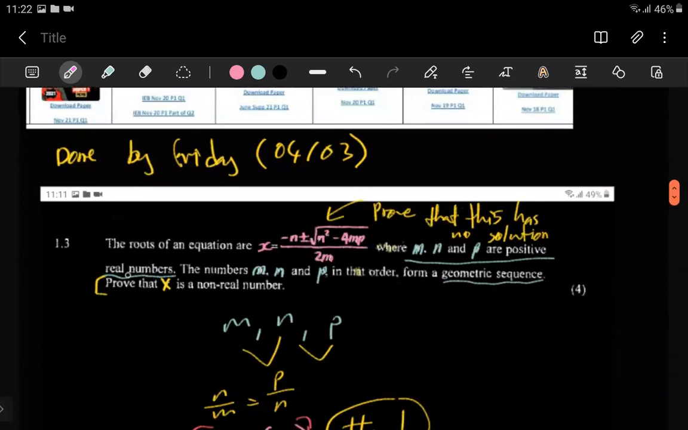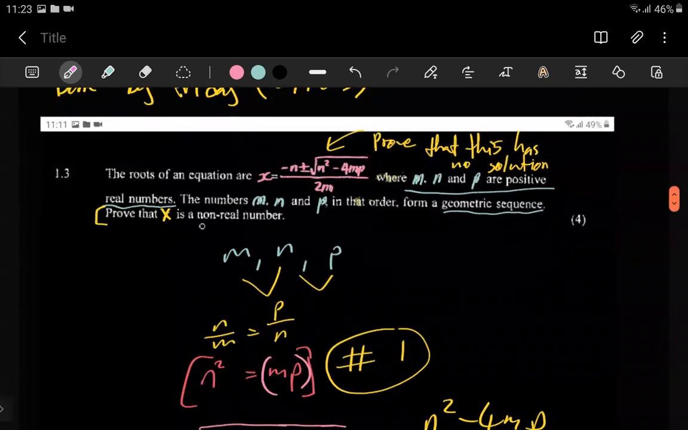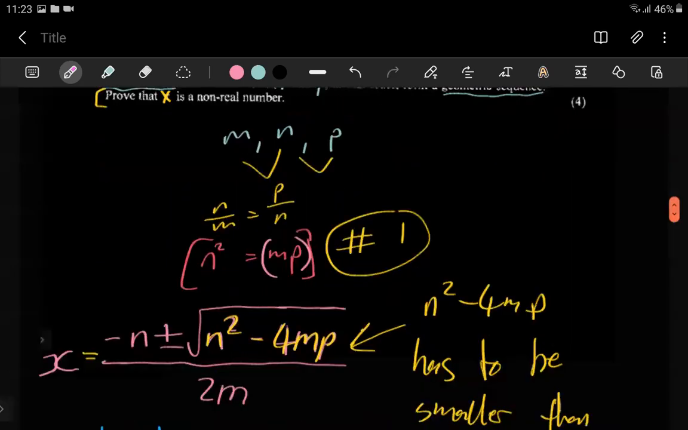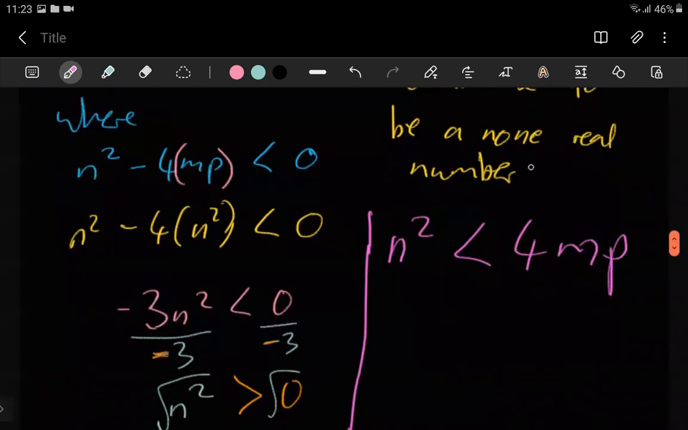So it says here the roots of an equation are this, where m, n, and p are positive real numbers. The numbers m, n, and p in that order form a geometric sequence. Prove that x is a non-real number. Okay, proving that x is a non-real number. n squared is equal to m times p, and then we said here n squared smaller than 4mp.